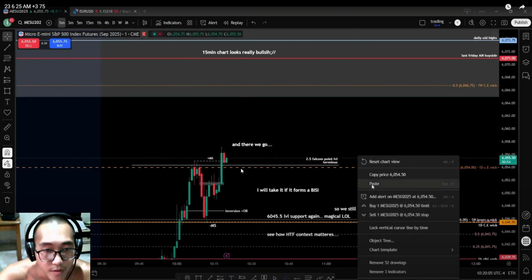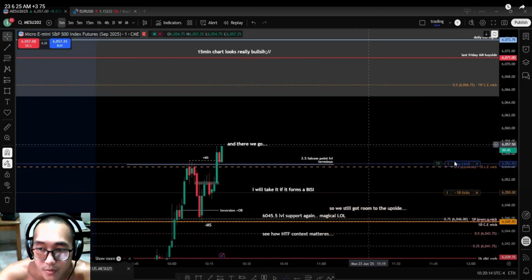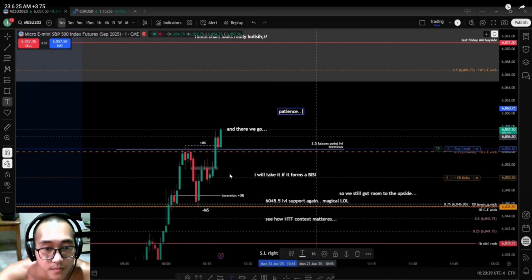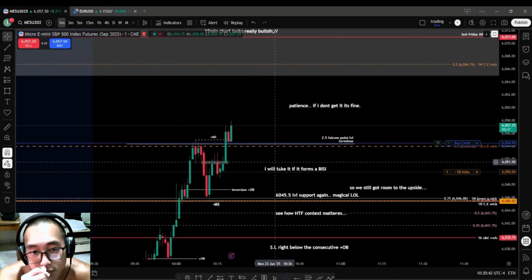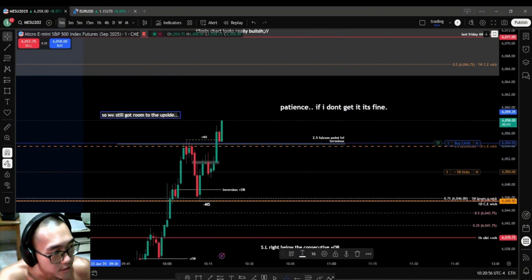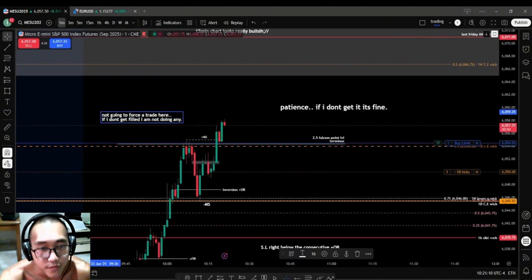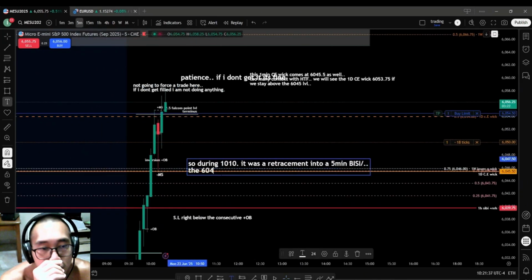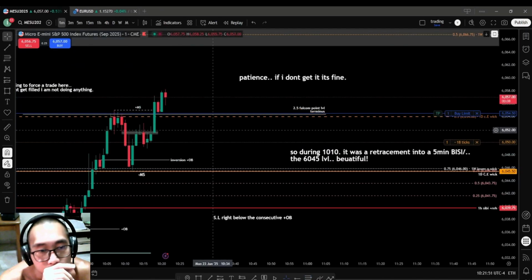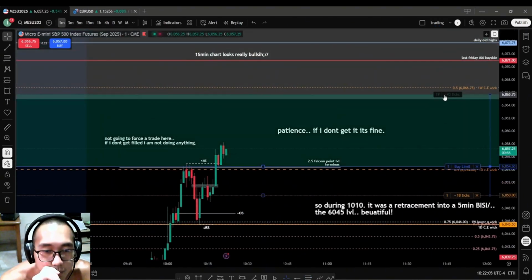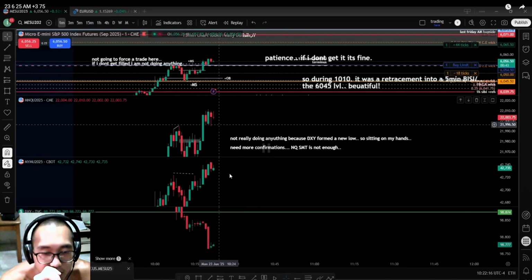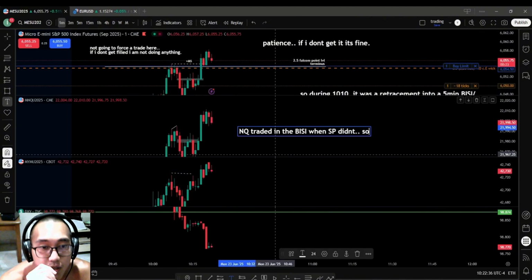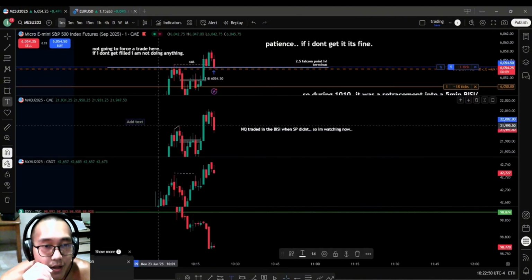So let's see if we form a fair value gap here. Yeah, very nice. Yeah, so this is right. I went long here. Okay. So now you just be patient and wait to get filled, okay? If you don't get filled, it doesn't matter. And just be patient, okay? Patience is key, okay? Patience is really important. You only want to enter at the area that you want to enter, okay?